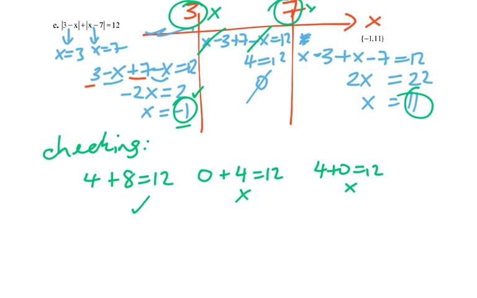Let's try 11. If we have 3 minus 11, that gives minus 8, so the absolute value of that is 8, plus 11 minus 7 gives us absolute value of 4, that's true, and so that value is true. So those two are the elements of our solution set.